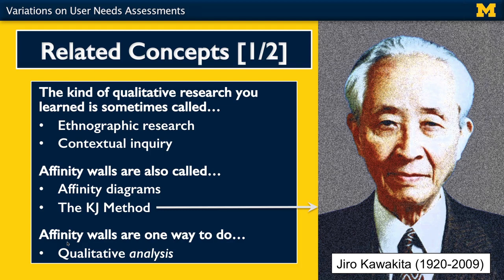Interestingly, he thought he was coming up with a methodology that was different from Western analytical thought, but in the end, we found that it's just as useful for the kind of qualitative research that we would do in any context. And finally, of course, affinity walls are one way to do qualitative data analysis.